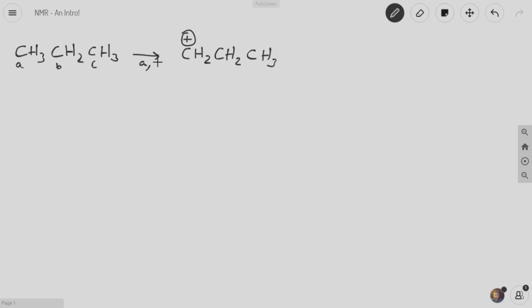Even the same I will get if I remove from C. I'm going to get a primary carbocation. That means these 3 hydrogens and these 3 hydrogens are in the same chemical environment. So they will give one signal.